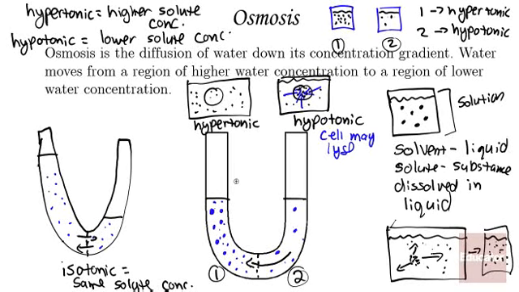Let's look at the situation for a hypertonic solution. In this case, again, water is going to move down its concentration gradient. It's going to move from a region of higher water concentration to lower water concentration, which in this case is going to move outward. Water's going to move from inside the cell to outside the cell.